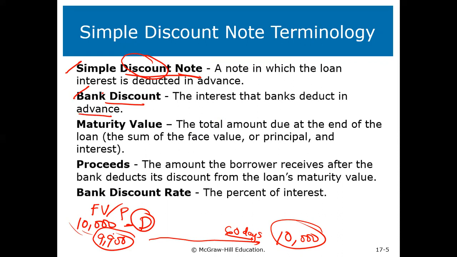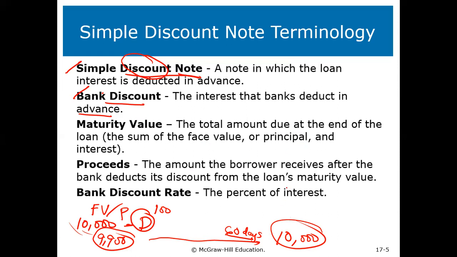Okay, that's the bank discount. In this example, I borrowed 10,000. I got only 9,900, which means the discount is 100. So that's called the bank discount. The maturity value, as we know, is already the amount to be paid at the end.